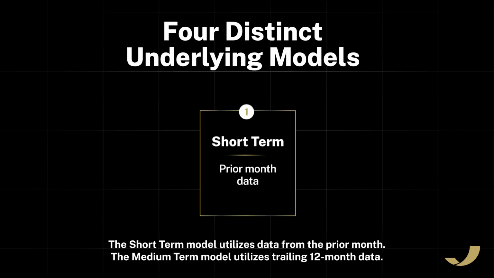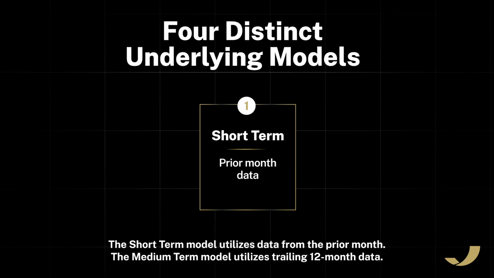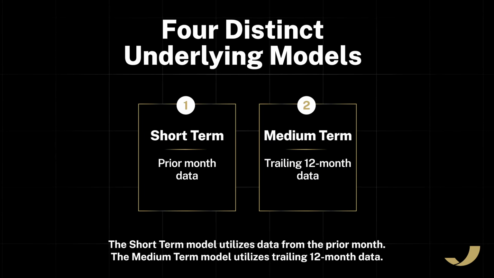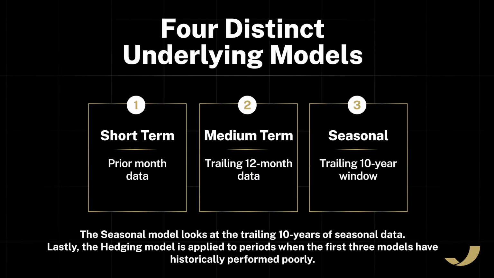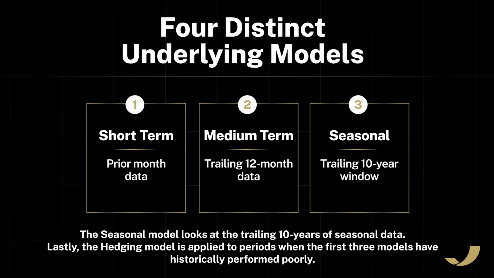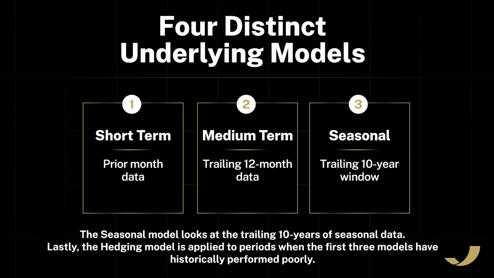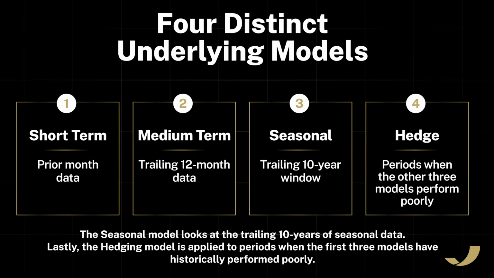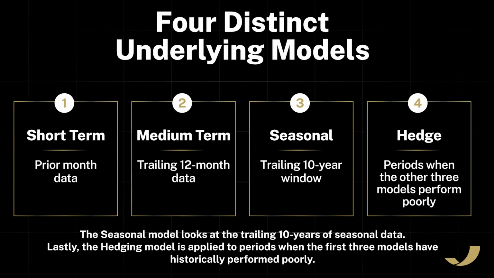The short-term model utilizes data from the prior month. The medium-term model utilizes trailing 12-month data. The seasonal model looks at the trailing 10 years of seasonal data. Lastly, the hedging model is applied to periods when the first 3 models have historically performed poorly.